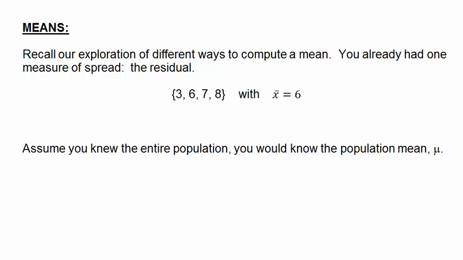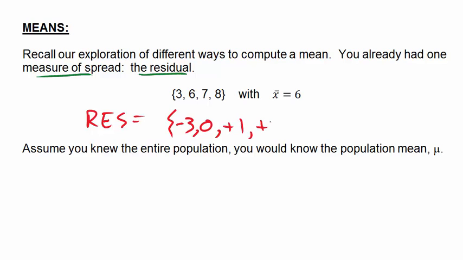Before, we had actually already encountered one measure of spread, and that was a residual. So in a much smaller data set, let's say 3, 6, 7, 8, and you can quickly verify that the mean of this data set is 6. If you remember, residuals are really just the signed difference of each data point from the mean. So 3 happens to be 3 units below, 6 is 0 units off, 7 is 1 unit off, and 8 is 2 units off. And there are my 4 residuals for those 4 data points.